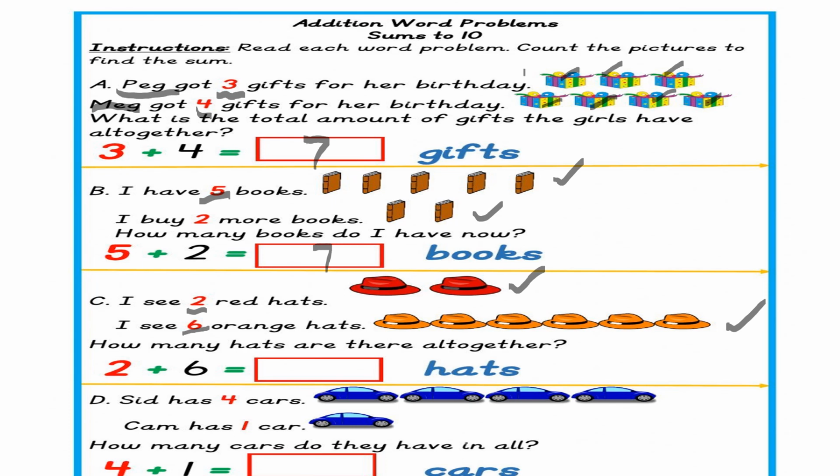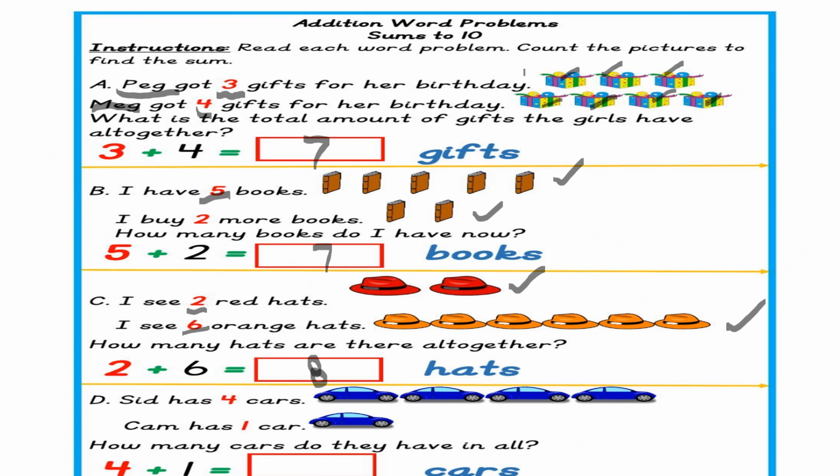ऑब्वियसली 2 plus 6. So 2 plus 6, 2 in my mind, 6 in my fingers. So what comes after 2? 3, 4, 5, 6, 7, 8. So 2 plus 6, 8. All right. Now, last but not the least question is, Sid has 4 cars. Now, you will tell me what is the answer of this question, right?